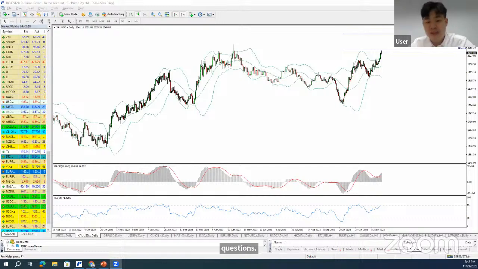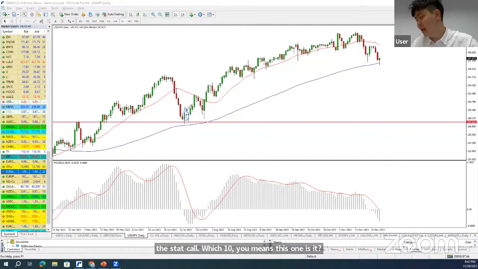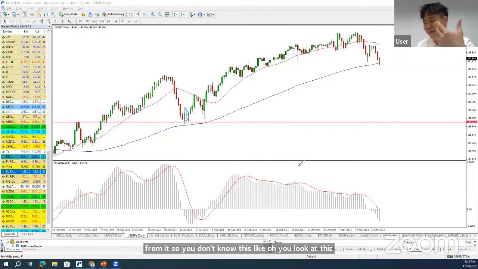Your last example of Morningstar had a doji in between. Does that count? Which one? Or you mean this one, is it? It counts actually, it depends. After this kind of candlestick trend reversal has formed, it doesn't mean 100% accuracy that you can gain from it. So don't think, oh, you look at this chart, very nice bullish, bearish engulfing, then you just put all your money and do one bet. No, it only will increase your probability of success, but it's not 100% probability.